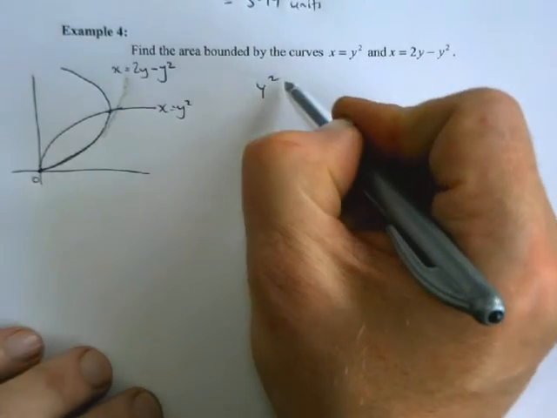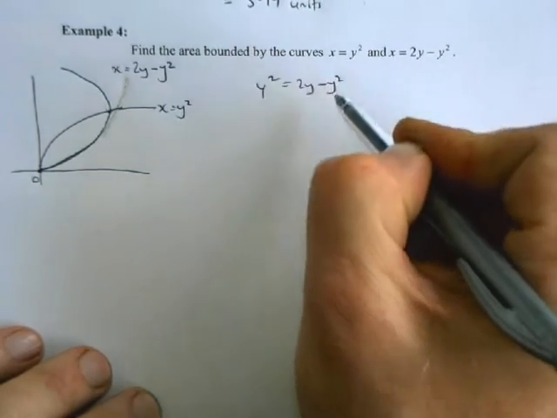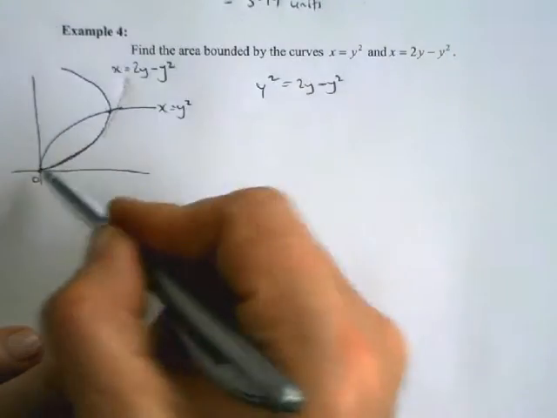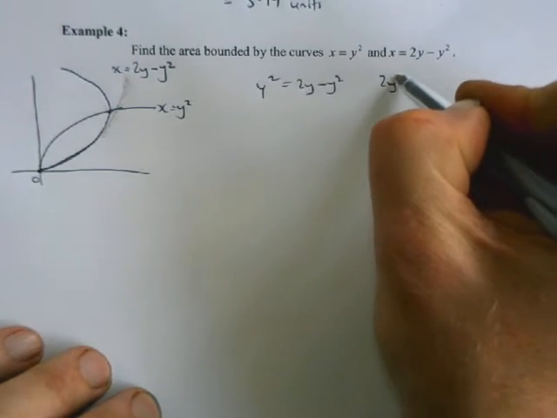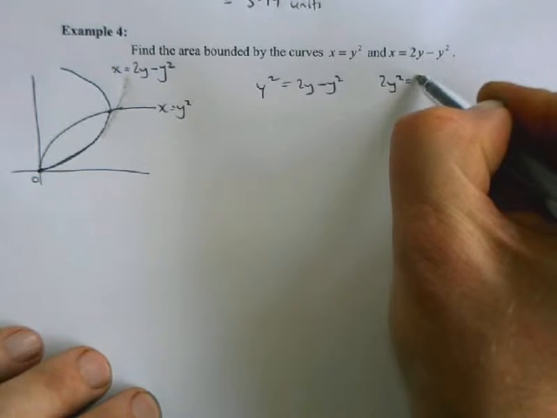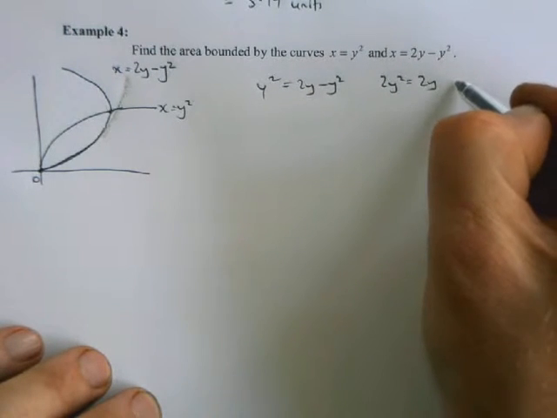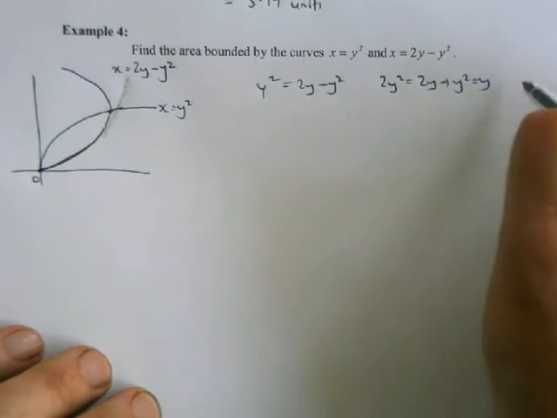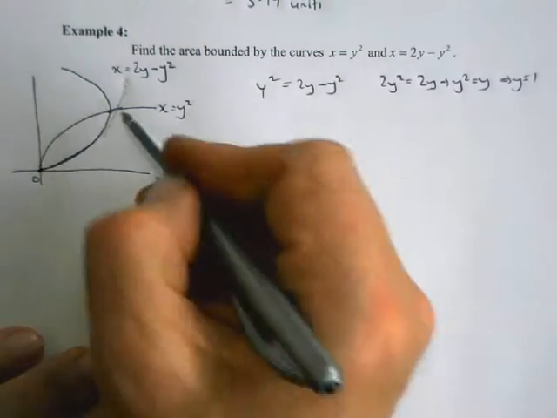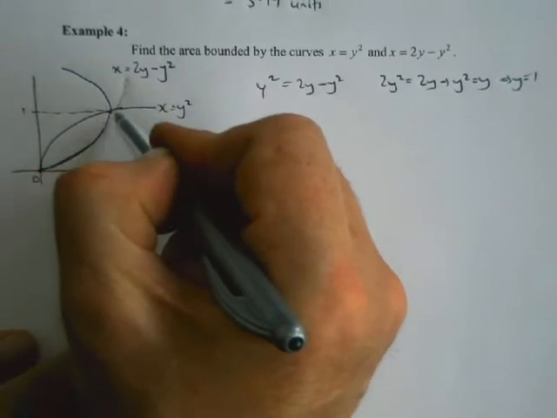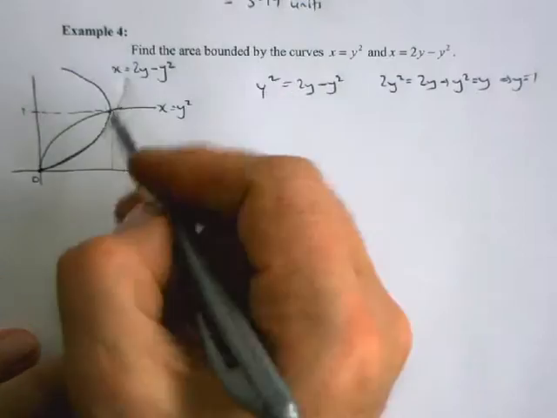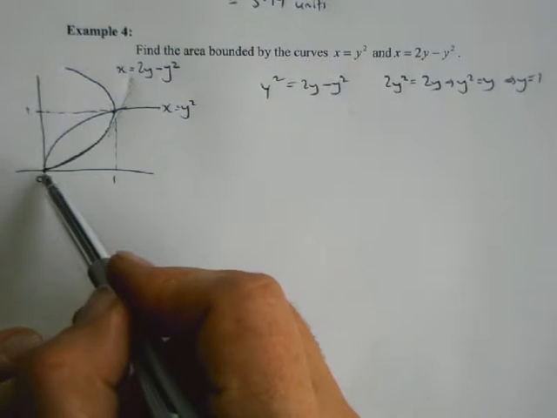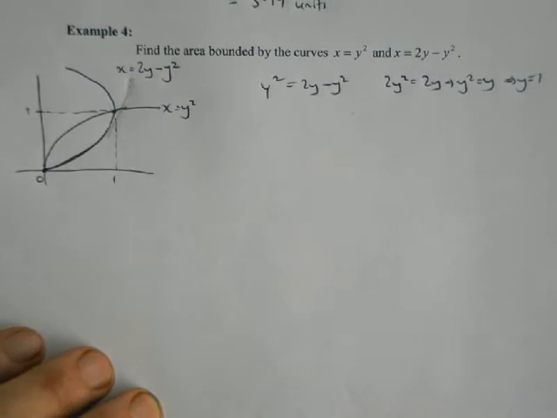So we end up with y squared equals 2y minus y squared. Bring it over here, we get, obviously y equals 0 is a solution, but there should be another solution as well. So 2y squared equals 2y, or y squared equals y. And that means that y has to equal 1. Okay, so this is the point where y equals 1, and if y equals 1, x also equals 1. So that gives us our points.